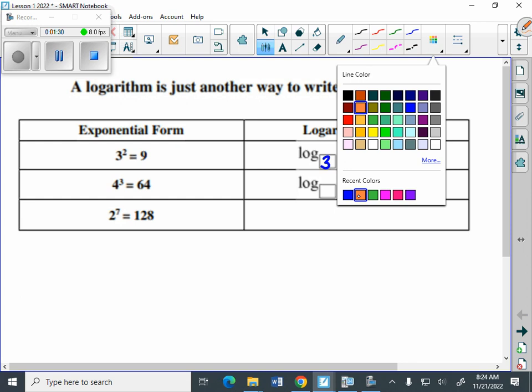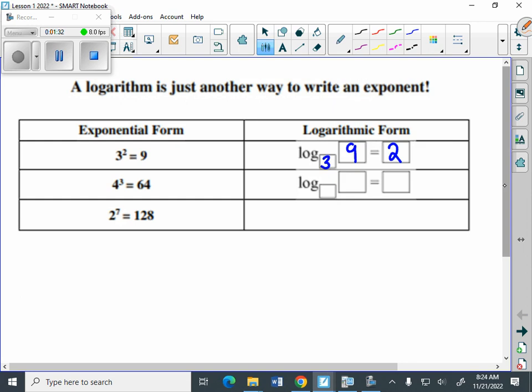If we try another one here, 4. This is 4 to the 3rd power. In the exponential, we start with 4. In our logarithm, we start with the 4. Again, it's a subscript. It drops down half a space. A logarithm is another way of writing an exponent. So what our exponent is in this problem is 3, and that's what our logarithm is going to equal, which only leaves the 64.